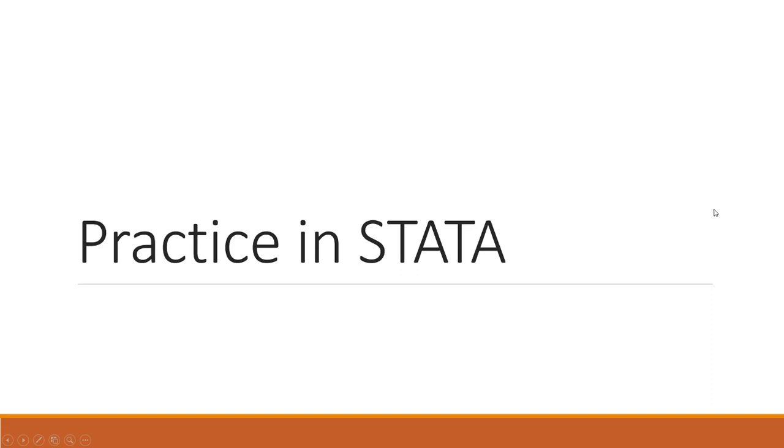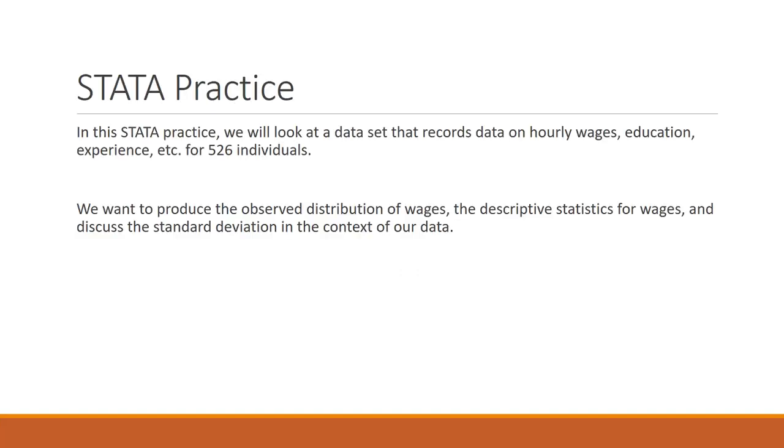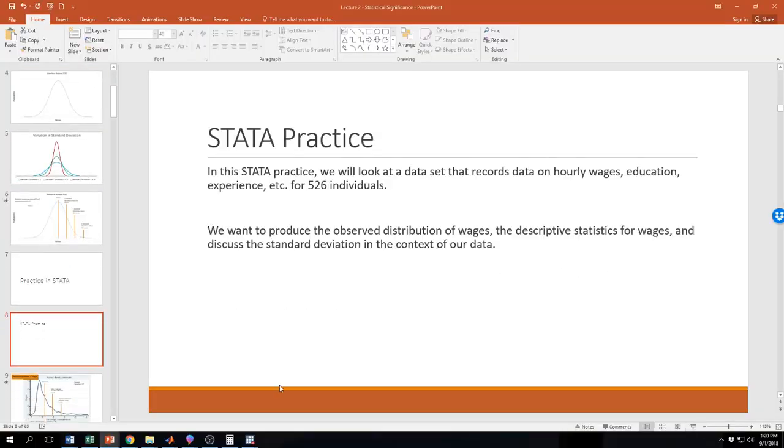That's going to be very important. Okay, I want to pause here for a second and go into Stata. We're going to use the data set we used from the first lecture. It's a data set that collects records on hourly wages, education, and experience for 526 individuals. And we're going to go into Stata and produce an observed distribution for wages, some descriptive statistics for wages, and then we can use that to discuss what we were just looking at. That is the standard deviation. All right, so let's pull up Stata.